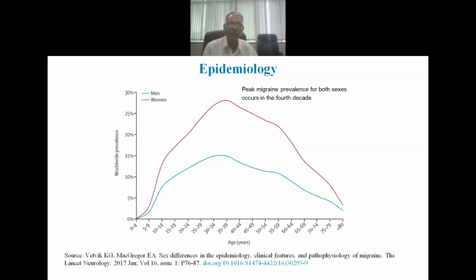This is again the same thing, but I have just said that you can see that the red orange graph is showing women. They are almost 3 times higher. The incidence and prevalence is 3 times higher than men. And you can see the commonest age group where it is hitting the maximum is around 35 to 40 years. So by and large, this is a disease of young people, whether it is men or women.